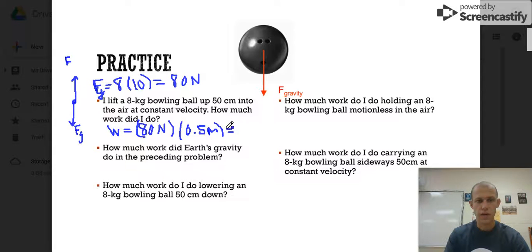And when I multiply that out, I will get 40. And with sig figs, that should be right. And that would be joules.